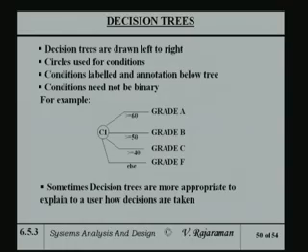Now decision trees need not necessarily have just yes/no answers. You can have a condition which has multiple possible answers, like in this case. Decision trees are drawn from left to right. Circles are used for conditions. Conditions are labeled with what the conditions represent below that, because you don't want to clutter up the tree. And then yes or no are the two results.